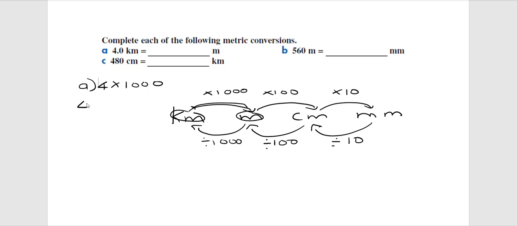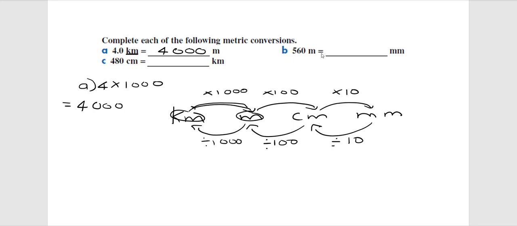Now make sure you can do this without a calculator. So all these questions you should be able to do without a calculator unless the question asks you to use a calculator. So to do this mentally, 4 times 1 is just 4. Add the 3 zeros, 1, 2, 3. So my answer would be 4,000 meters. And it makes sense, starting with a bigger unit. You start with bigger, you get bigger. We started with kilometers, which is bigger than meters, and our number got bigger.